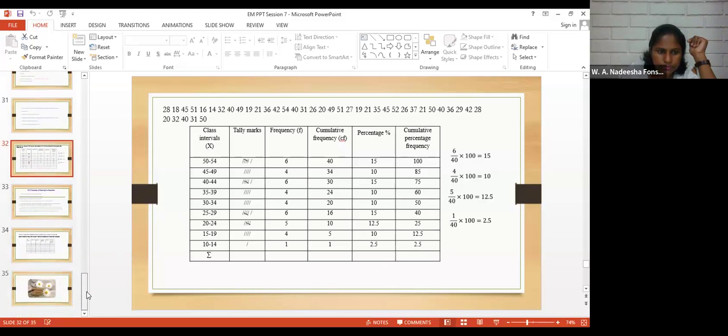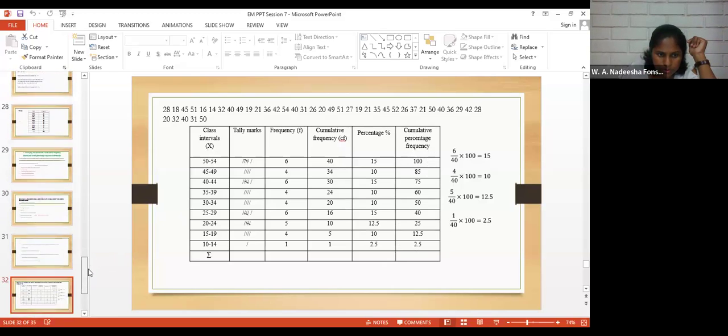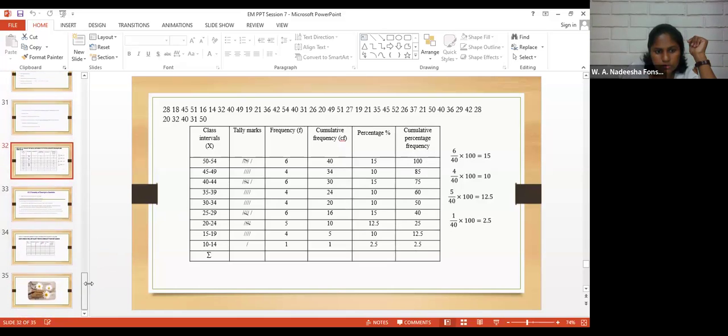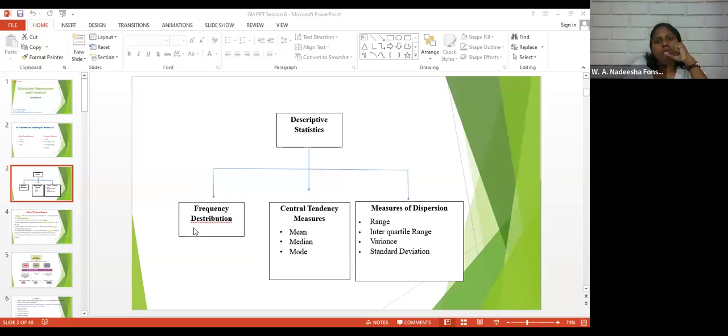So then, yes, those are the things we discussed about frequency distribution. Then, the last session. There we finished our descriptive statistics part. There we discussed central tendency measures and measures of dispersion.